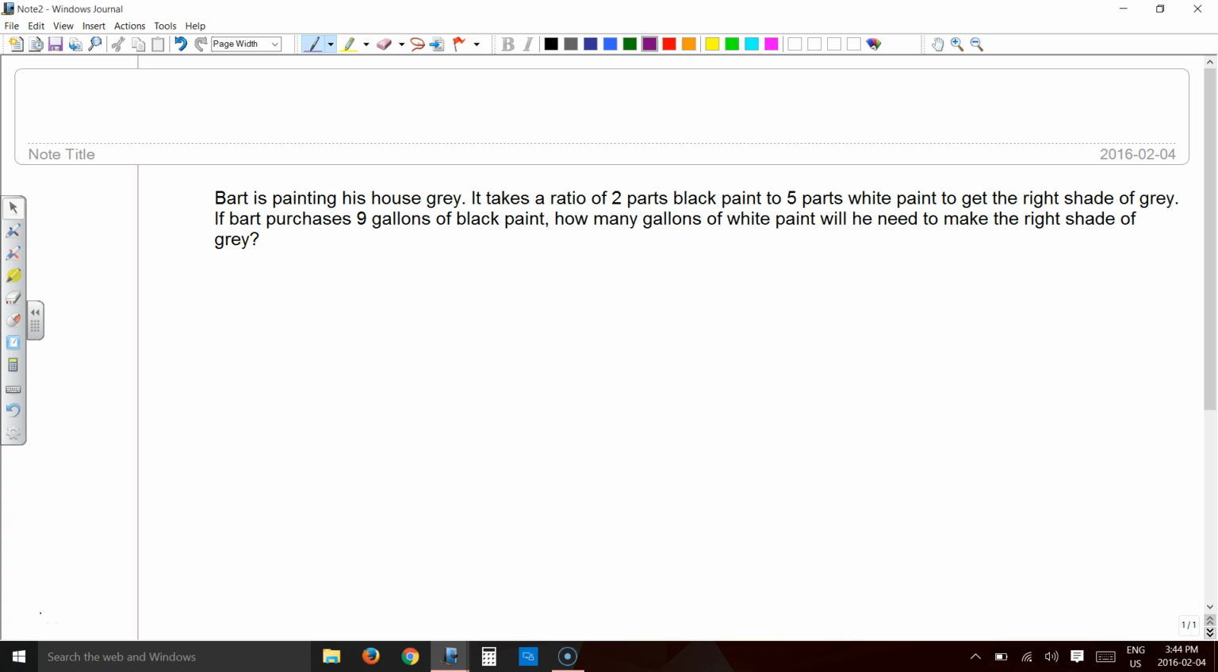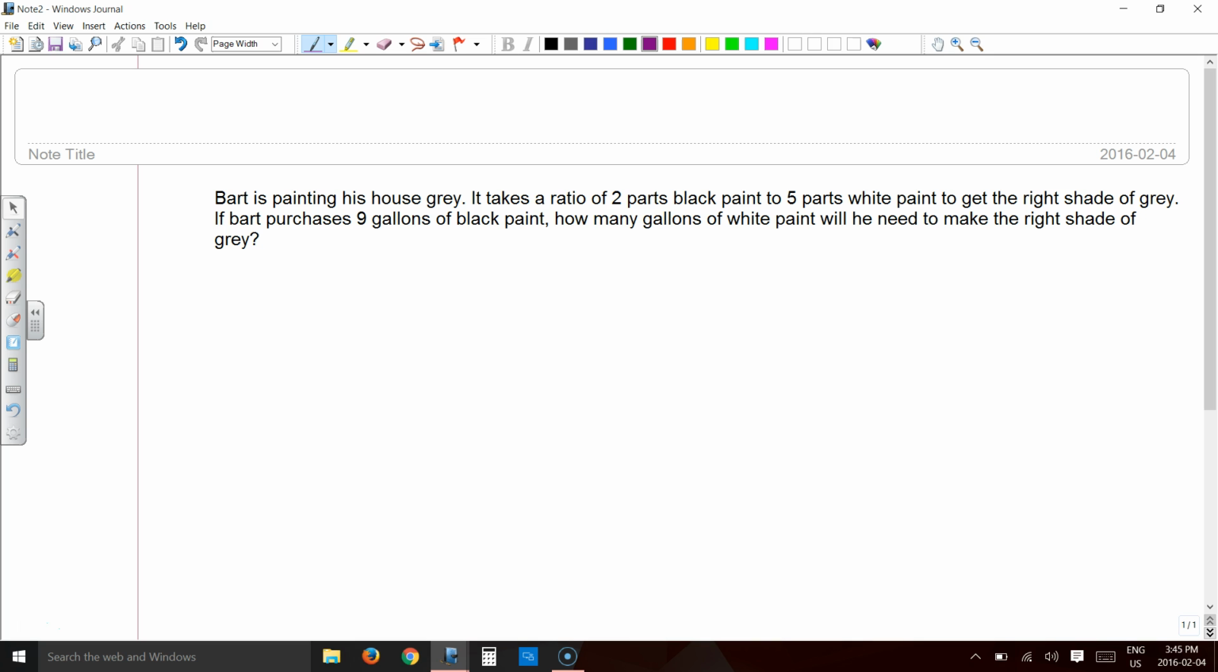All right, everybody, in this example, we are going to solve this word problem using a proportion. So the word problem goes as follows. Bart is painting his house gray. It takes a ratio of 2 parts black paint to 5 parts white paint to get the right shade of gray. If Bart purchases 9 gallons of black paint, how many gallons of white paint will he need to make the right shade of gray?